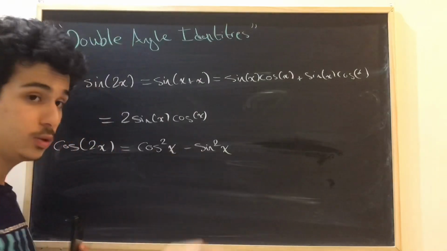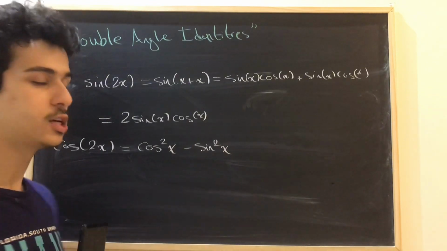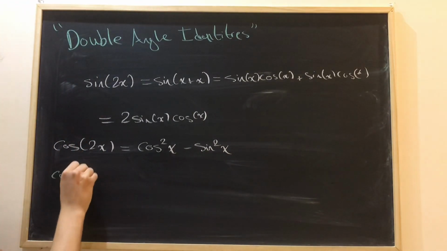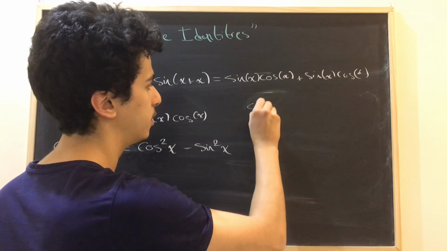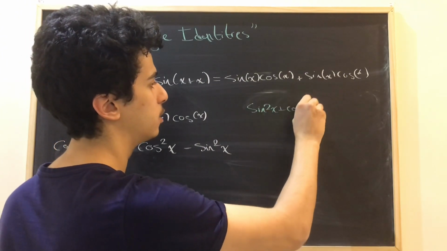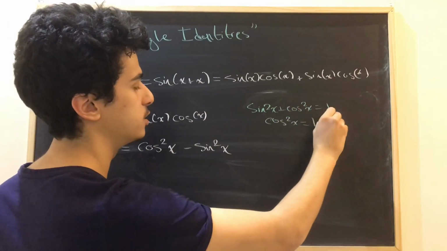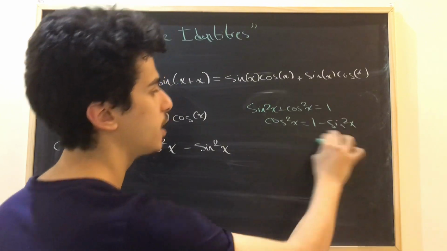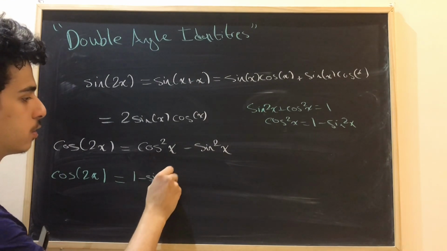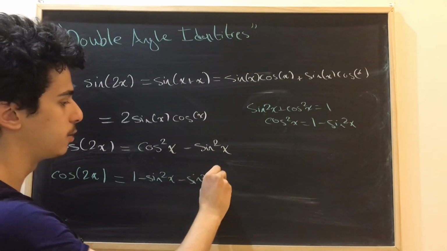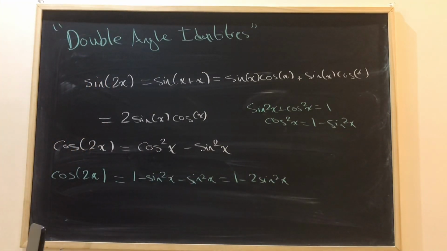We have 2 more. Now these 2 other identities follow from the Pythagorean identity by replacing cosine square and sine square respectively. We have cosine of 2x, and we're going to replace cosine square by 1 minus sine square. Let's see that happening here. The sine square plus cosine square will be 1. We can rearrange to solve for cosine square and get cosine square is equal to 1 minus sine square. And we're just going to replace that over here. So that'll be 1 minus sine square minus sine square. And that'll be 1 minus 2 sine square. That is the second cosine double angle identity.